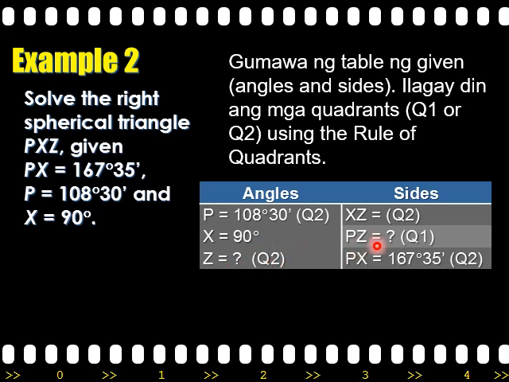Now, paano natin malalaman kung anong quadrant dapat natin makita itong si hypotenuse? Now, if you notice, based sa given, parehas nasa same quadrant yung angles niya at saka yung sides, lahat sila nasa Q2. So, same quadrant, ibig sabihin, ang ating hypotenuse is less than 90 degrees. Kaya, ilagay natin dito, Q1, nasa first quadrant dapat yung value na makukuha natin for the hypotenuse PZ.